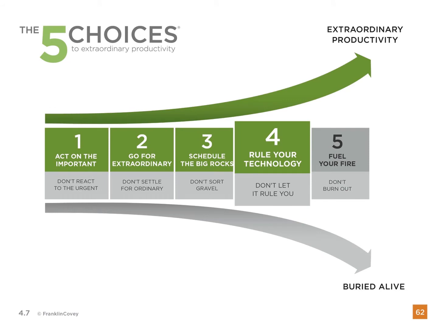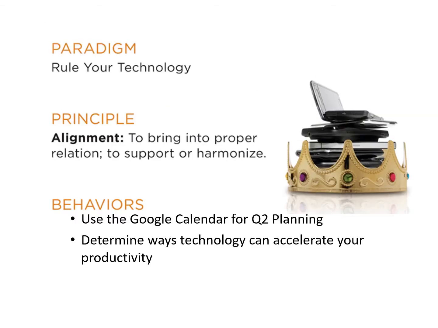So we are going to be moving into step 4 of our choices, ruling your technology without letting it rule you. The paradigm for today is to rule your technology. The principle we're exploring is alignment, and that is bringing into proper relation to support or harmonize. The behaviors we're going to be looking at are the Google Calendar for that Q2 planning, and determining other ways technology can accelerate your productivity.